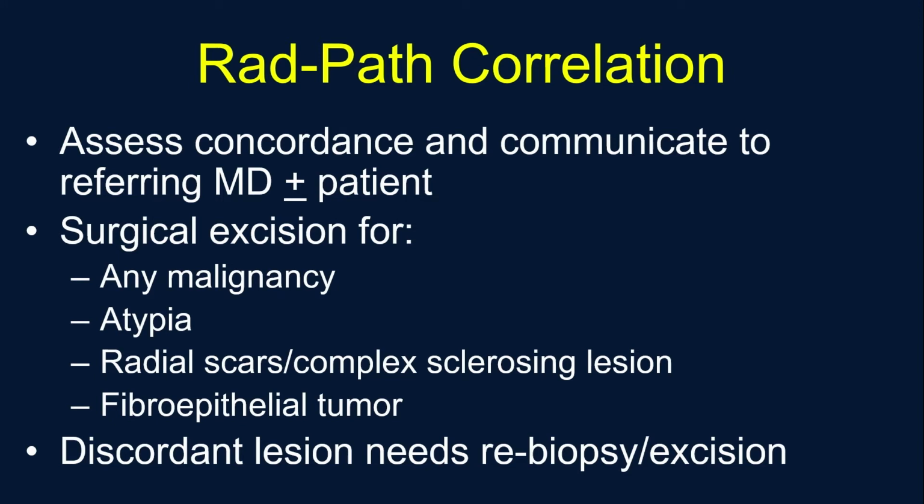But any malignancy clearly needs to be excised. Pretty much any atypia, unless the atypia is thought to be incidental, and that's a whole other category. Most radial scars and complex sclerosing lesions are still being surgically excised. Most fibroepithelial tumors are being excised for the concern that they might be a phyllodes. And of course, a discordant lesion generally will be rebiopsied or surgically excised.